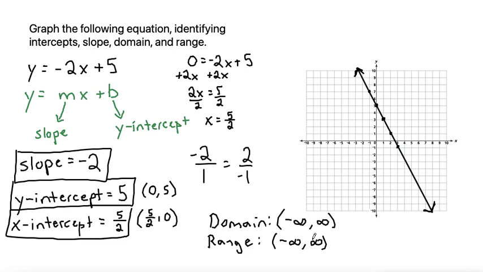And also for our range, generally for any type of linear equation, unless it's just a horizontal line, so it never goes up or down, we're going to have all real numbers for our range, or negative infinity to positive infinity.